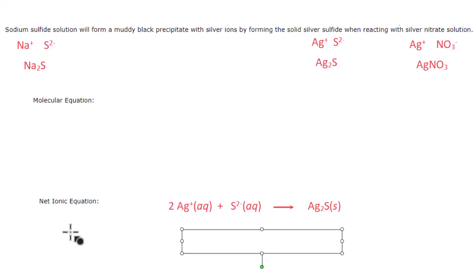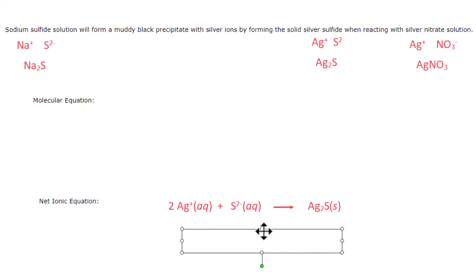Now this is the ideal way of writing the net ionic equation. On the AP exam, you don't have to put the phases. You don't have to put down aqueous or solid. In fact, I would recommend not putting them down so you don't have a chance of making a mistake. This is the ideal, but you could just have 2Ag+ plus S2- and Ag2S. Now, you have to have the charges here, and you have to have the coefficients. That's what the graders are looking for.